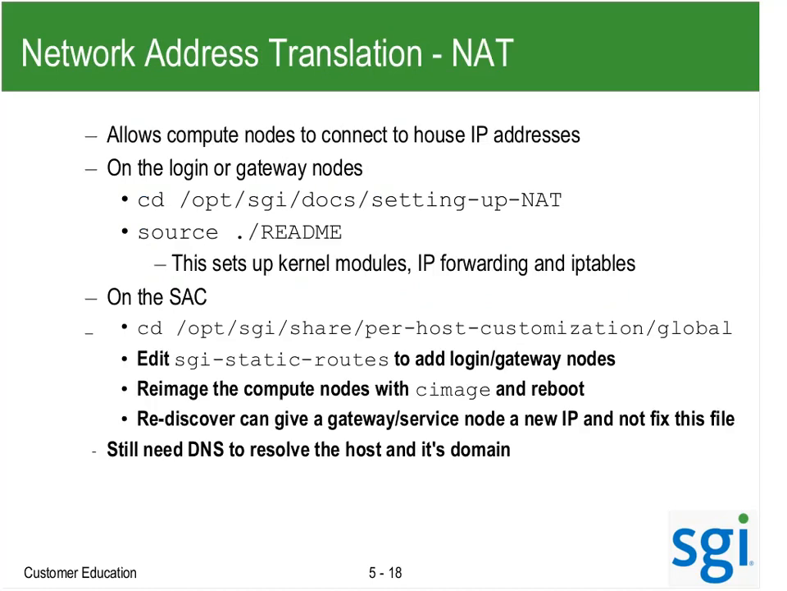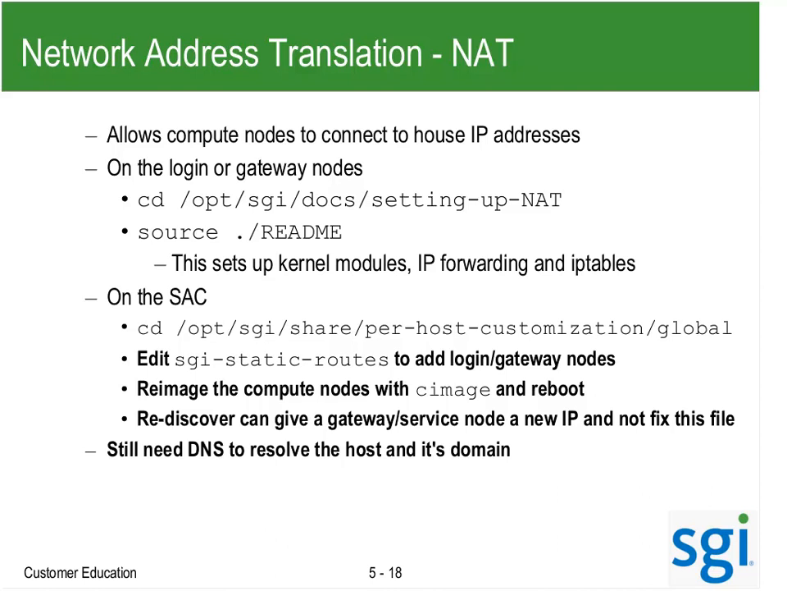So, after we got ETH0 configured, we have to configure network address translation. Again, the blades can get to the house, but the house cannot get to the blades. That's what NAT is doing. So it allows my compute nodes to get outside the cluster.